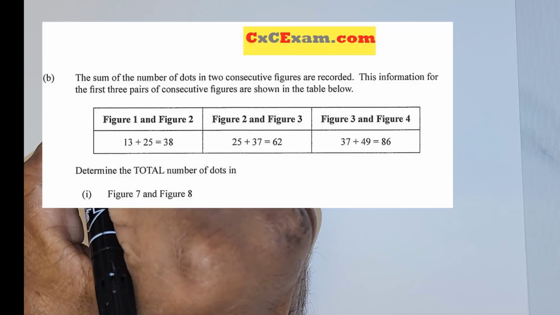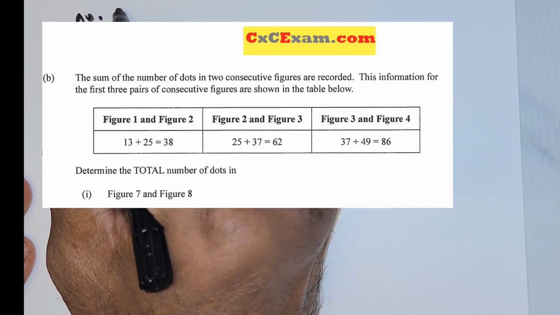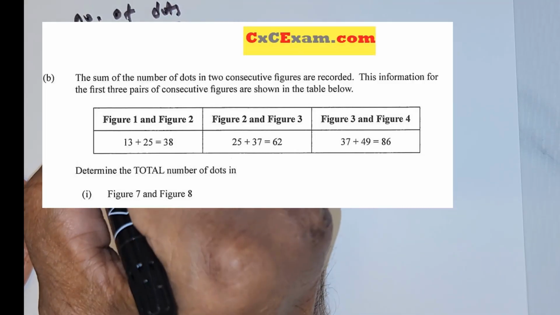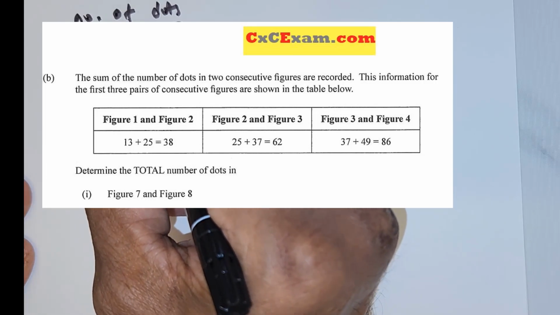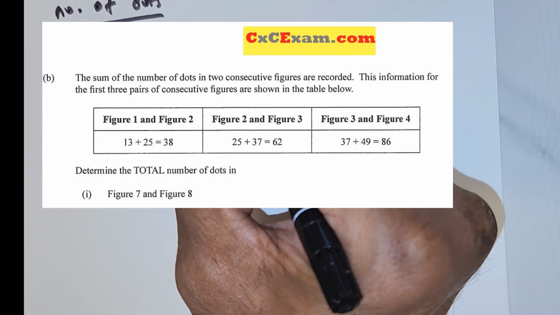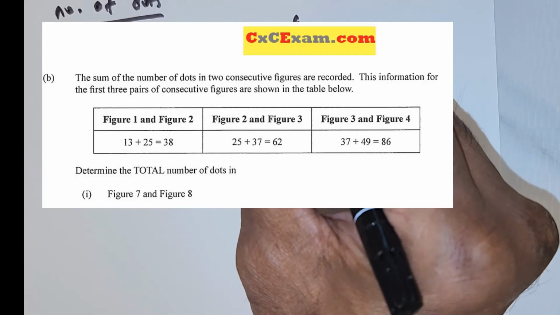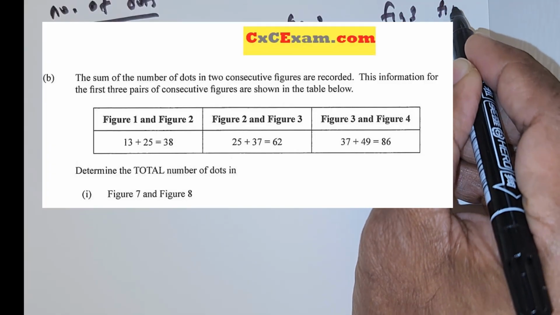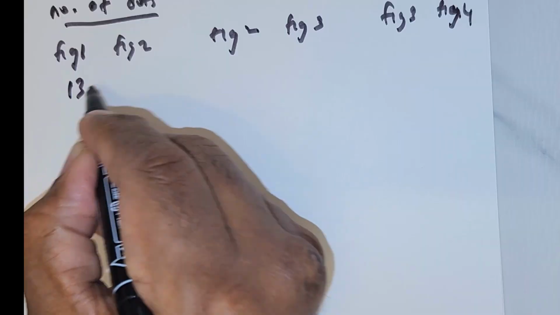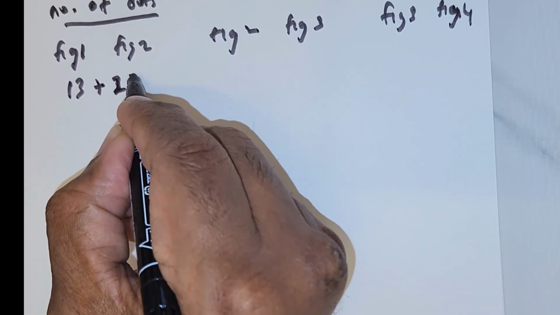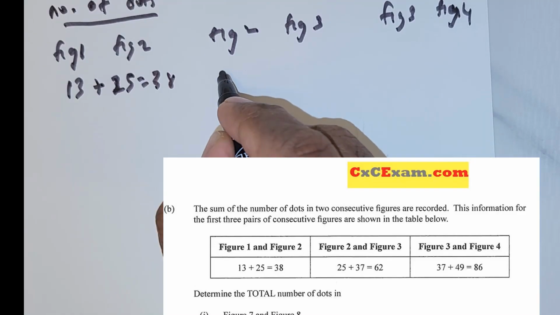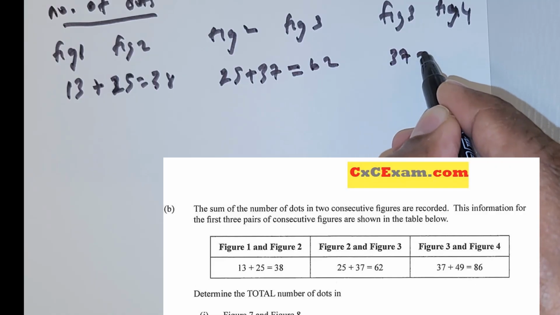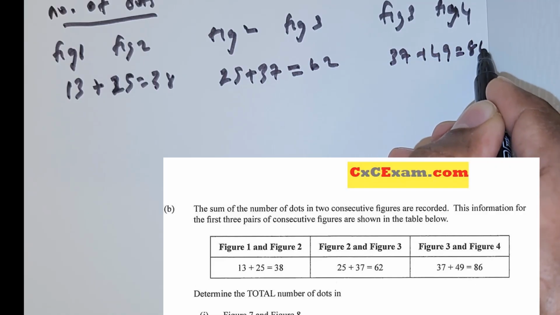Now this is the next question. We've been given the number of dots. Okay, we have figure 1, figure 2, figure 2 and figure 3, and figure 3 and figure 4. So we have 13 positive 25, that's 38. 25 positive 37 is 62. 37 positive 49 is 86.